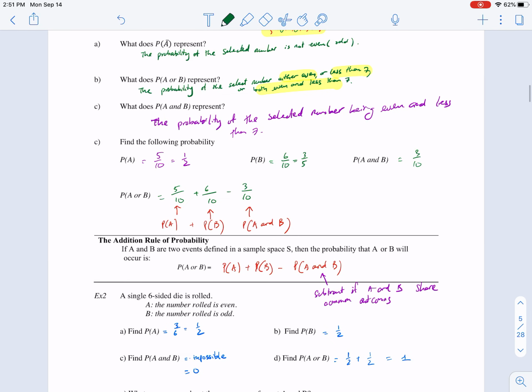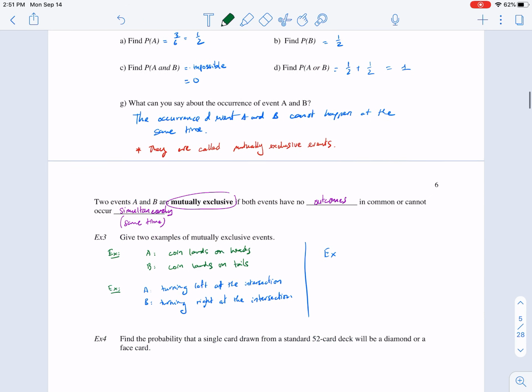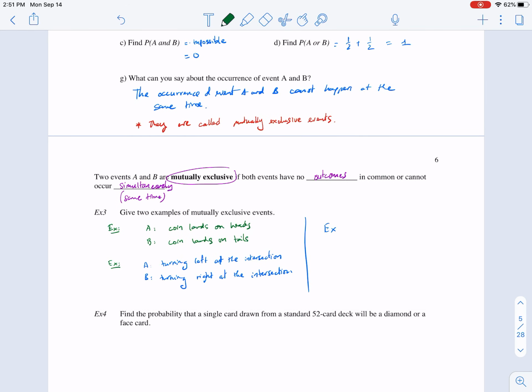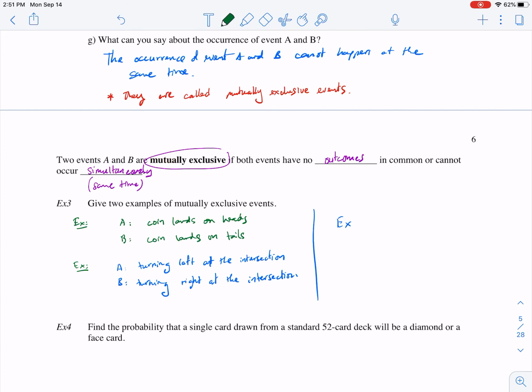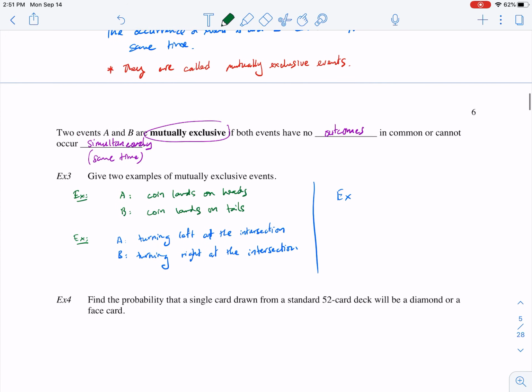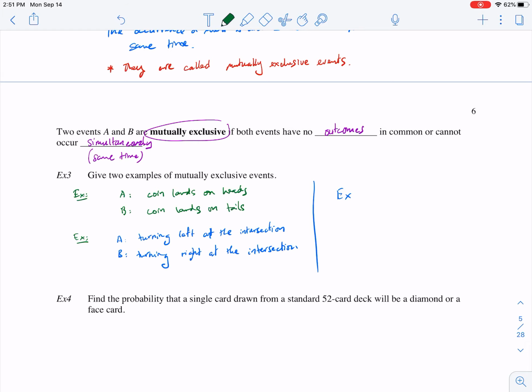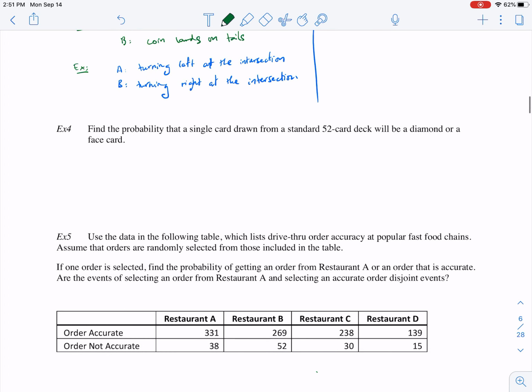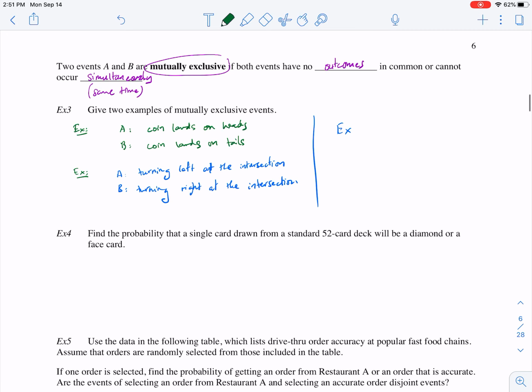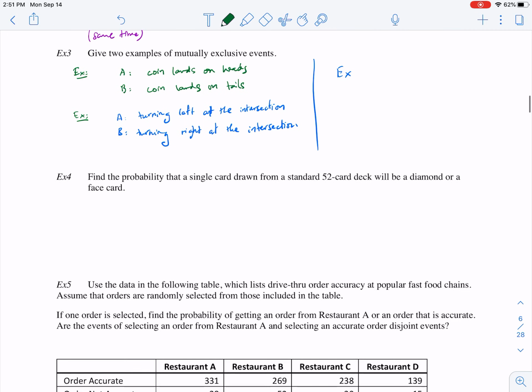In the previous video we introduced the addition rule of probability, and we did several examples so far, and we introduced the definition of mutually exclusive events. That's when two events have no outcomes in common or cannot occur simultaneously. And then we also discussed examples of mutually exclusive events, and now we're going to do two more examples that touch more on the addition rule of probability, so that we get more practice.